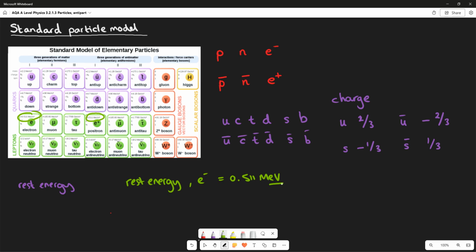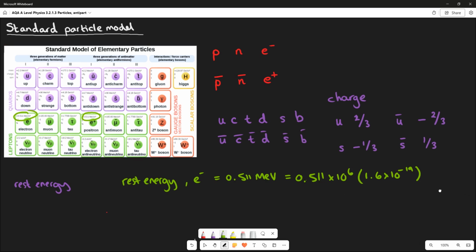And an electron volt is a type of energy. So this is 0.511 times 10 to the power of 6 multiples of 1 electron volt. So the way that you would transfer that into joules would be to say 0.511 mega, so times 10 to the 6, and then multiply that by 1 electron volt, so 1.6 times 10 to the minus 19 joules. And that will give you the energy in joules.